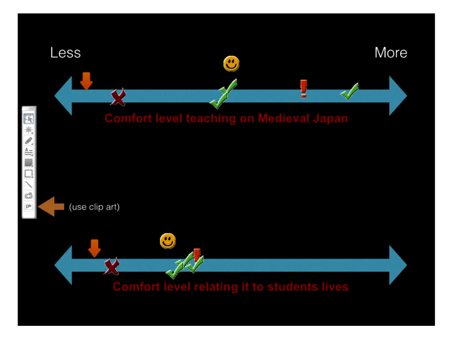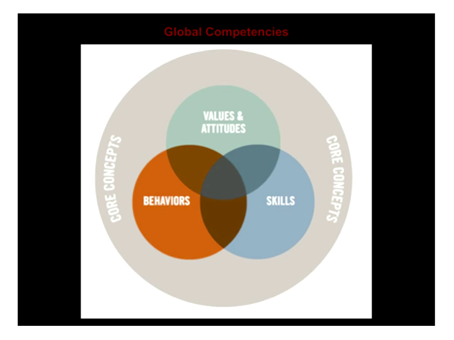This is very helpful. I just want to share with you that I have been working with an organization called World Savvy. And at World Savvy, we work on developing what we call global competencies, which together signify an overall willingness and ability to understand and act on issues of global importance. So this visual model is just to show you the way our notion of global competency envelops values and attitudes, behaviors, and skills within larger core concepts about the world we share.